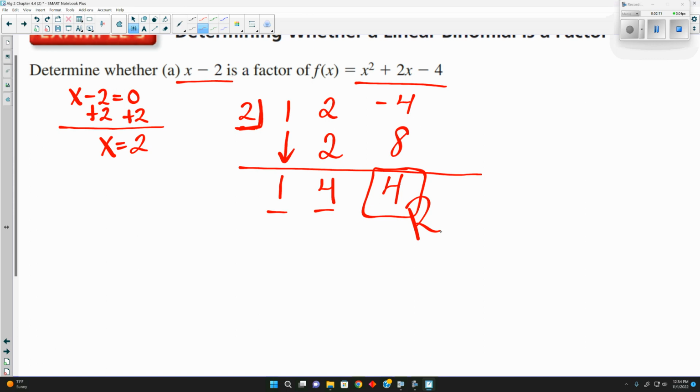So is x minus 2 a factor of x squared plus 2x minus 4? For it to be a factor, the remainder has to be 0. If the remainder is 0, it is a factor. If it's not 0, then it is not a factor. Any questions on this so far?